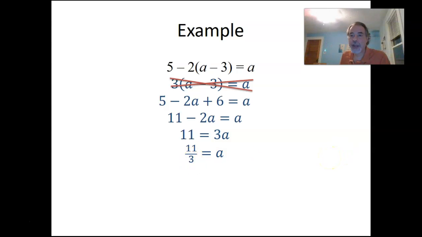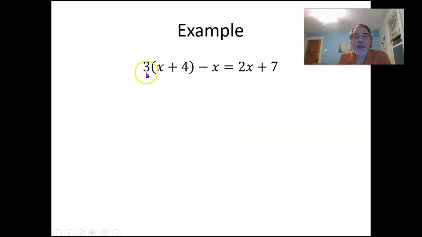It's 11 over 3. You could write that in decimal form. It would turn out to be 3.66666 repeating forever. But might as well just leave it as a fraction. So when you're solving an equation, the solution might turn out to be a whole number, or it might not. It might be a fraction.